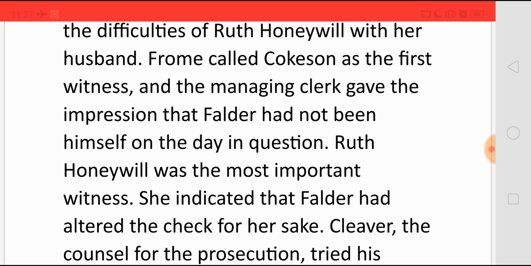And Frome called Coxon as the first witness, and he also gives a very good impression about Falder. Then Ruth is also called as a witness, and she says that my husband came to kill me on that night, so I ran away and came. And she also says that Falder did this only for my sake, but I didn't know that he had done this, but I am very sure that he did it only to save me.